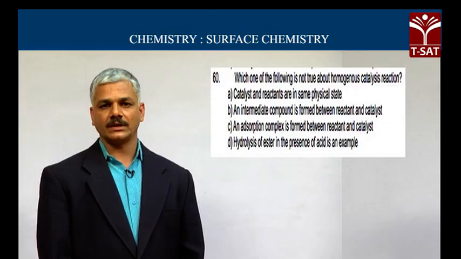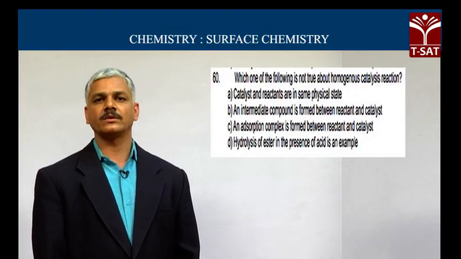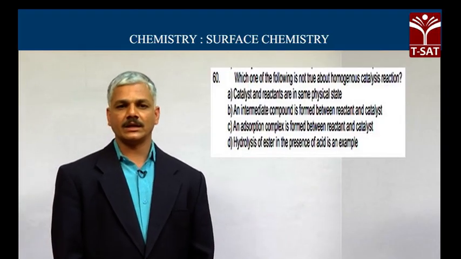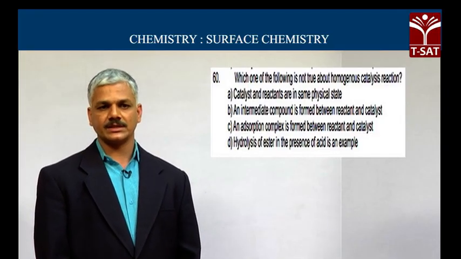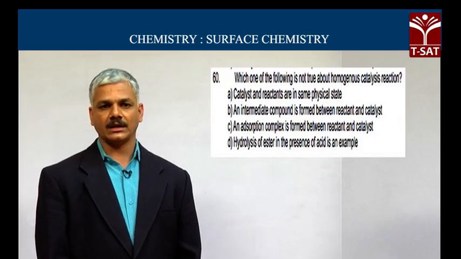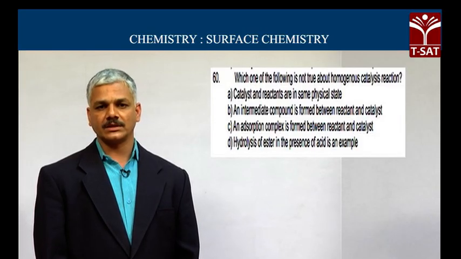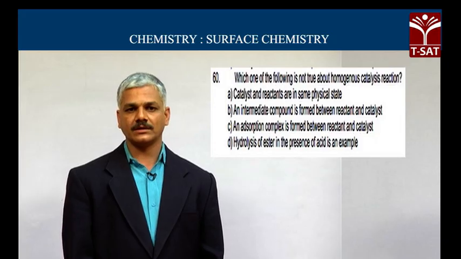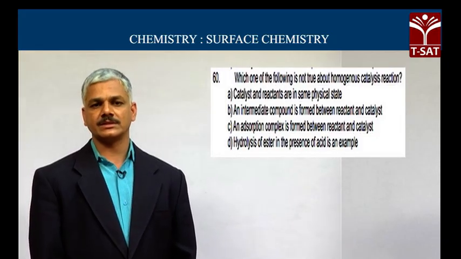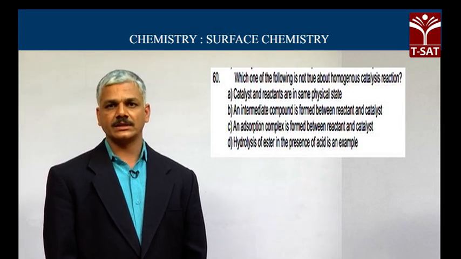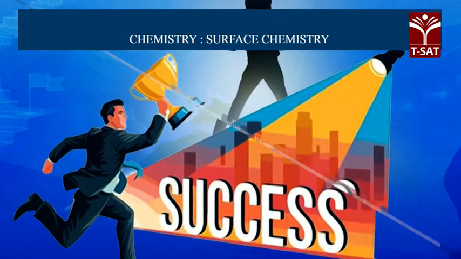60. Which one of the following is not true about a homogeneous catalysis reaction? Catalyst and reactants are in same physical state; an intermediate compound is formed between reactant and catalyst; an adsorption complex is formed between reactant and catalyst; D, hydrolysis of ester in the presence of acid is an example. Correct option is C.